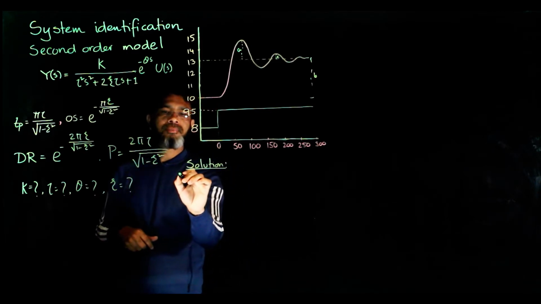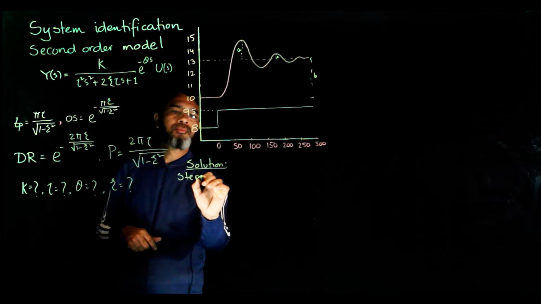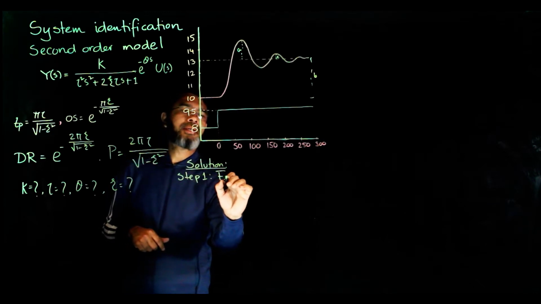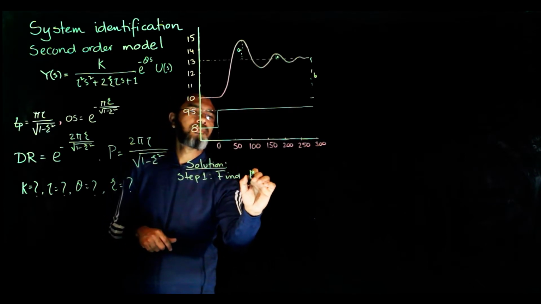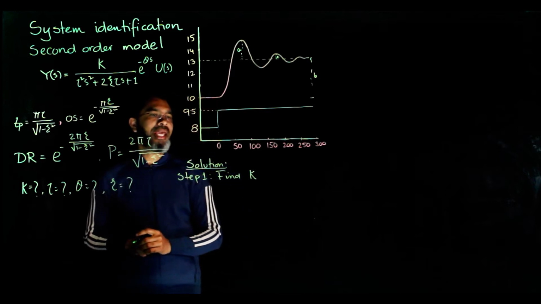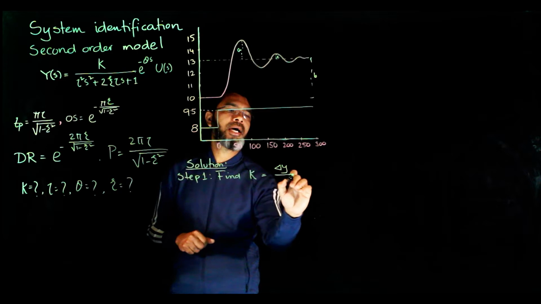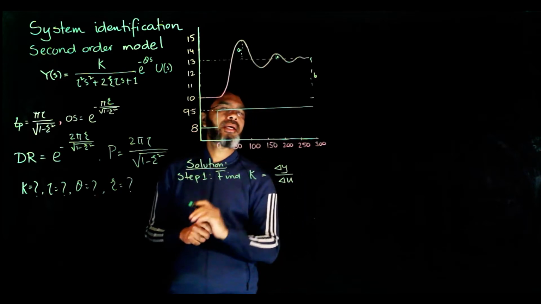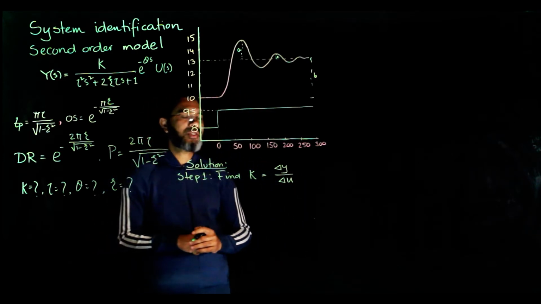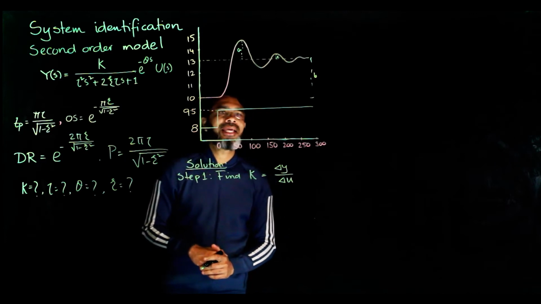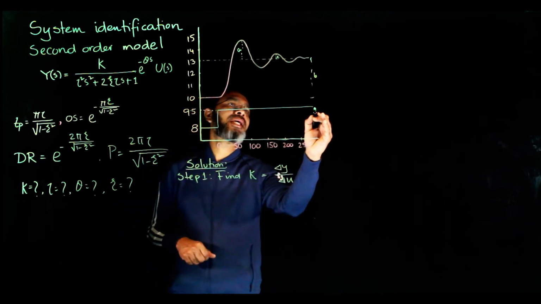So step 1, find k. So what is k? We know that k is nothing but delta output over delta input, meaning how much the output was changed because of the change in the input. Now for this case, we see here.